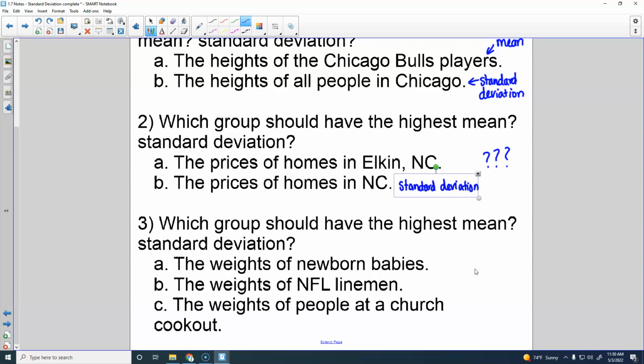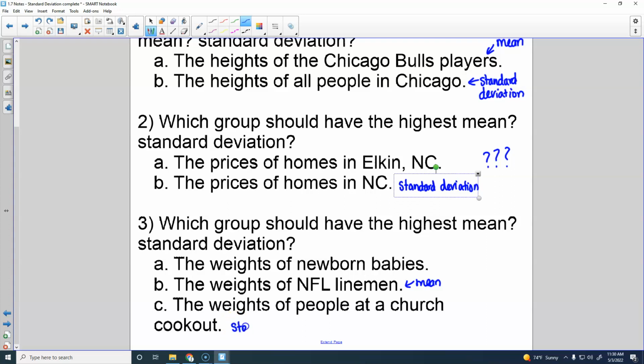All right, so for mean, there's one we can definitely rule out: newborn babies, right? Unless I feel like on average there might be some hefty people in line at the church cookout, but I don't think it's going to be everybody. I think linemen are going to have it here. So their mean is going to be the highest. I think for standard deviation, you have babies there, you have moms, old people there.